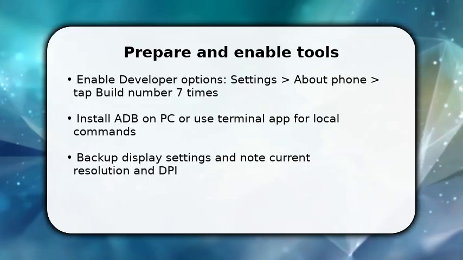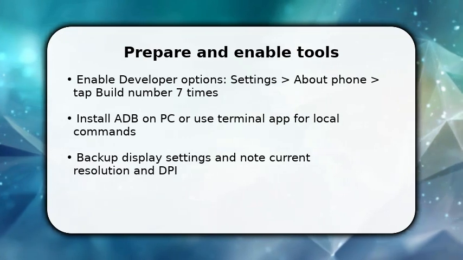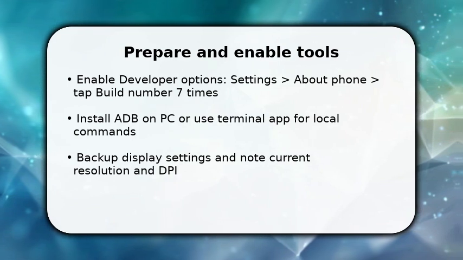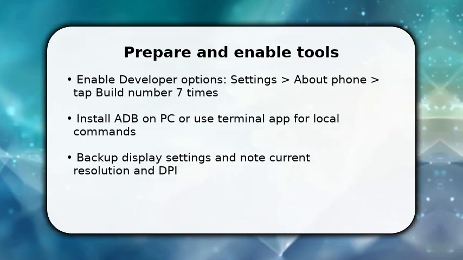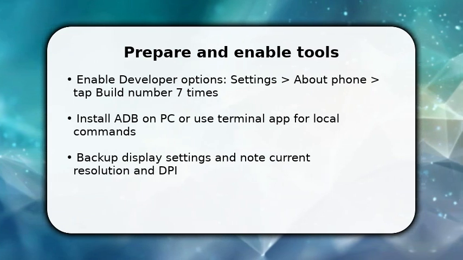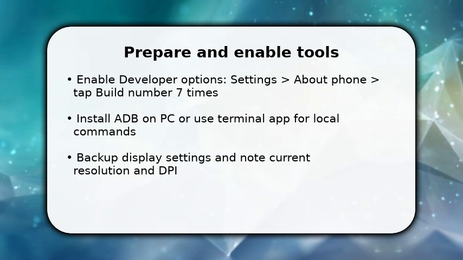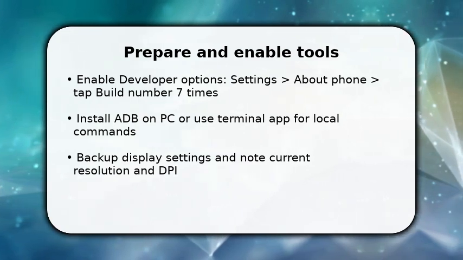You start by preparing the phone and tools, enable developer options and USB debugging, and install ADB on your computer or a terminal app on the device. Once done, connect the phone via USB or ensure terminal access, and make a quick backup of current display settings so you can restore if needed.